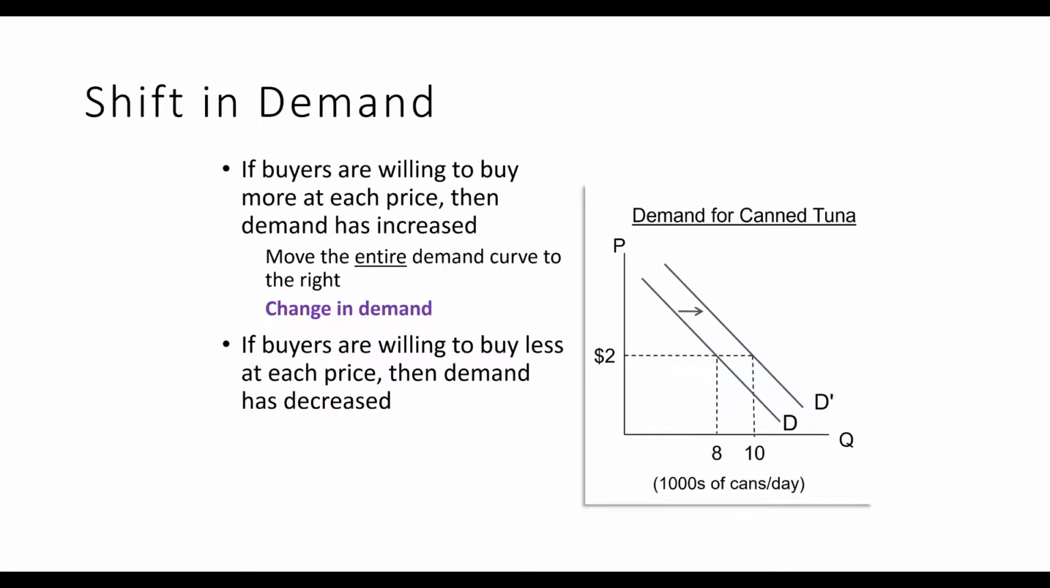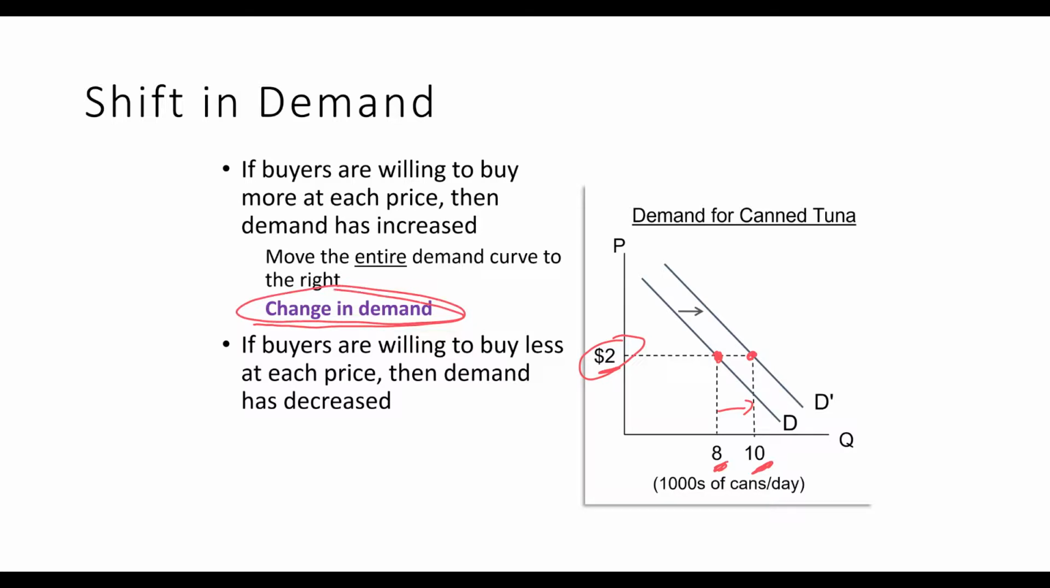Here, alternatively, we have an increase from 8 to 10,000 at the same price, $2, because something else has led people to buy more tuna. So perhaps the price of a substitute good increased. So canned salmon or canned sardines, something that people used as a substitute. Now that price went up. So people are switching to tuna. So the price of tuna didn't have to change. It could have stayed at $2, and yet people bought more. That's a change in demand.